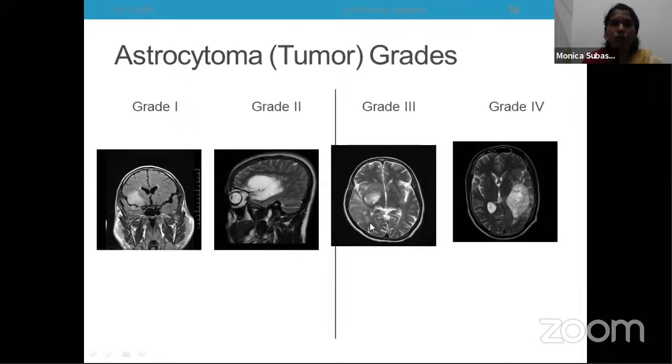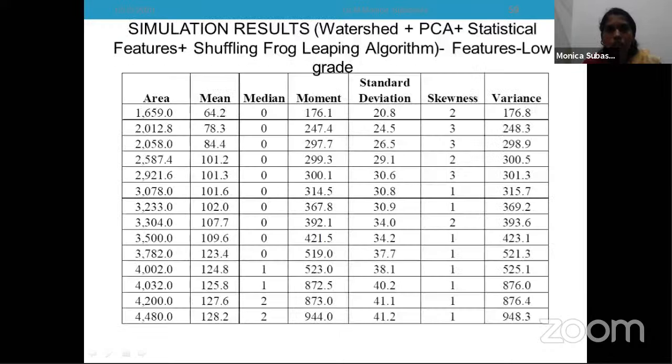So the problem statement was identification of the stage, whether it is low grade or high grade. I combined grade 1 and grade 2 as low grade, and grade 3 and grade 4 as high grade. That is how I chose to decide, because discriminating 2 and 3 was very difficult. So I just combined 2 with 1 and 3 with 4, and we came up with low grade and high grade. So I just wanted to share my simulation results.